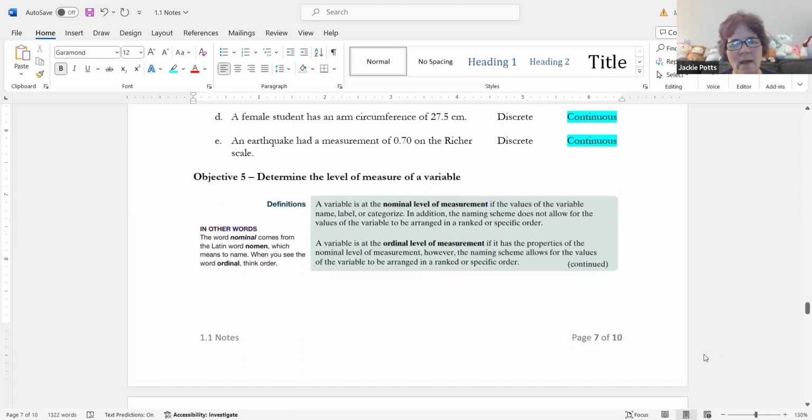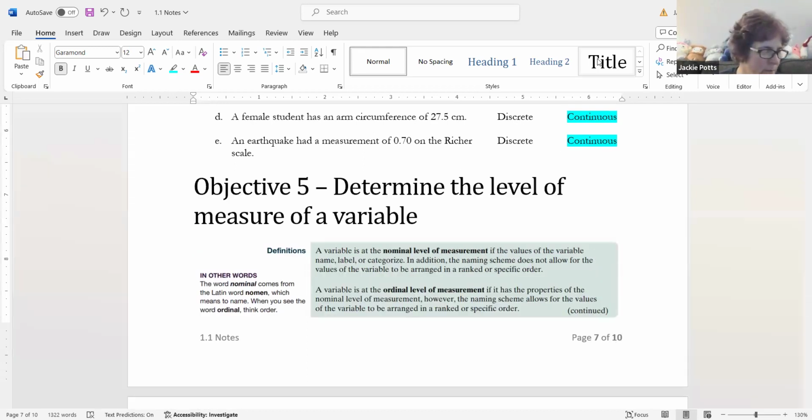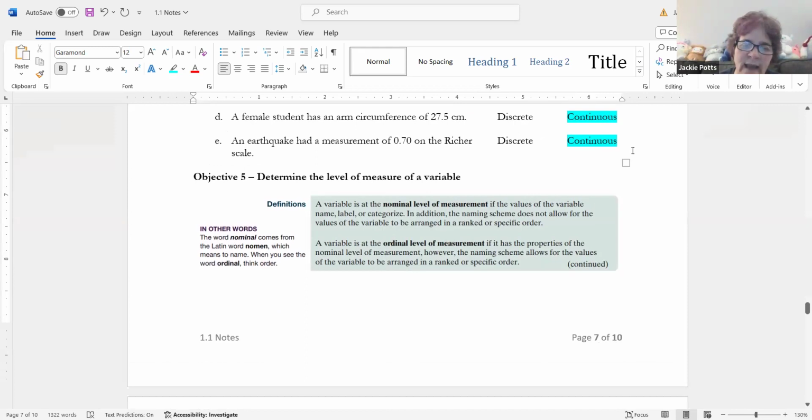All right. Now, if discrete and continuous wasn't enough to separate your quantitative and qualitative descriptions, we're going to separate it down even further because we have nominal and ordinal. These are qualitative. Both of these are qualitative. Nominal, think of it like name, labeling, category. Ordinal means it's a ranking.